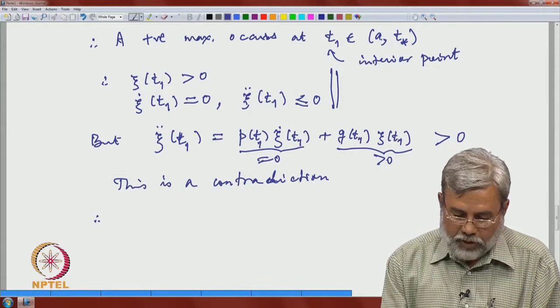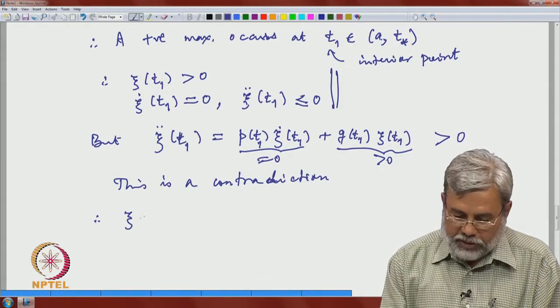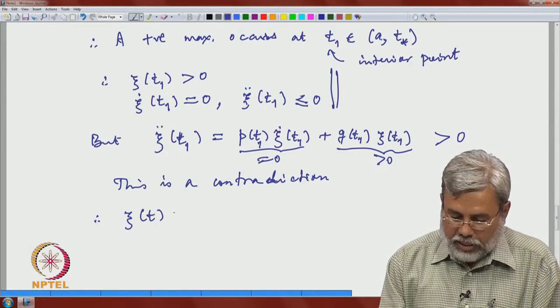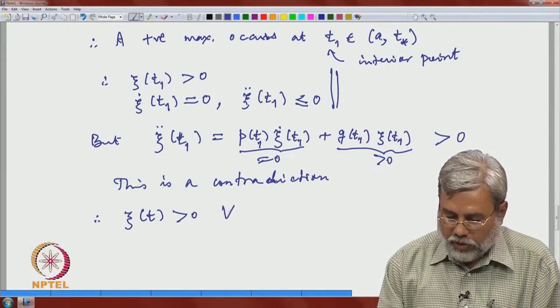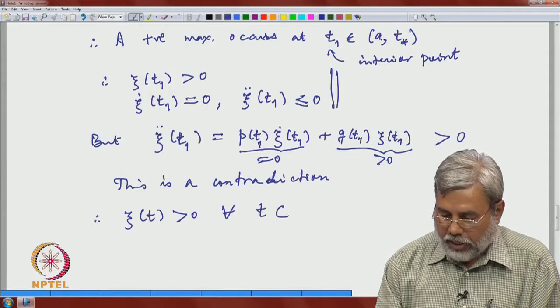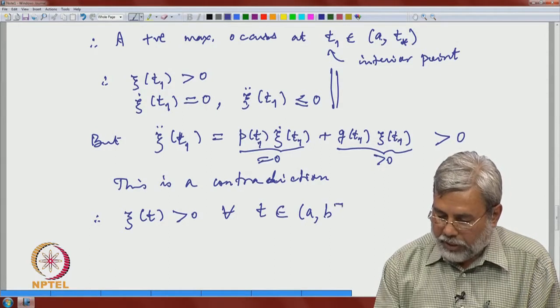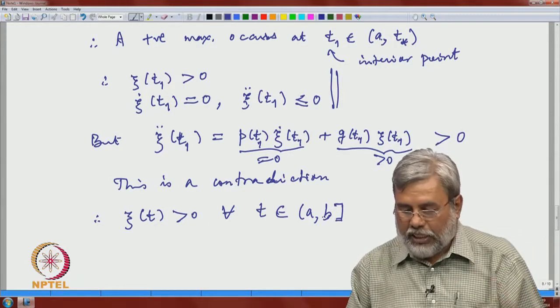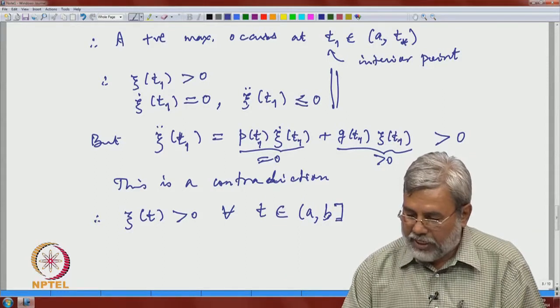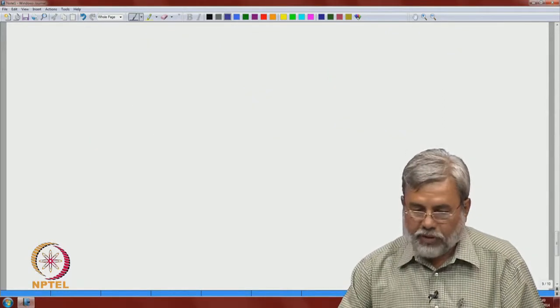So, therefore, what is our claim? J t is positive for all t in A b up to b. Okay, so that is important. Okay. So, this is the first step, and the remaining steps are very straightforward.